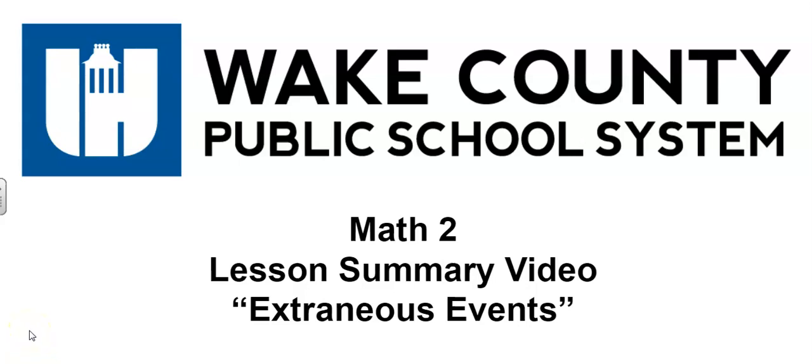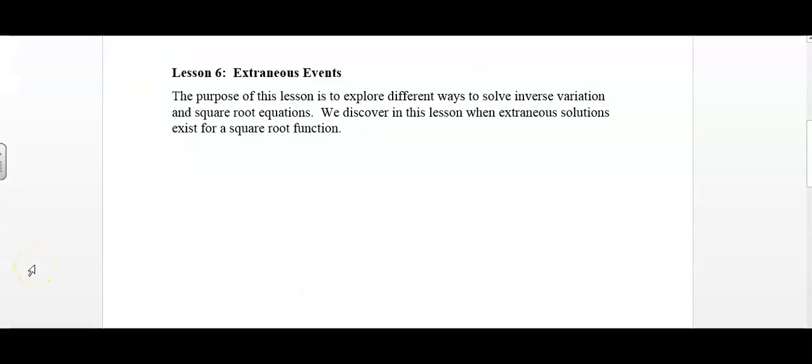This is the Math 2 lesson summary video for the lesson entitled Extraneous Events. In Lesson 6 of Unit 6, Extraneous Events, the purpose of this lesson is for us to explore different ways to solve an inverse variation and square root equation. We discover in this lesson when extraneous solutions exist for a square root function.